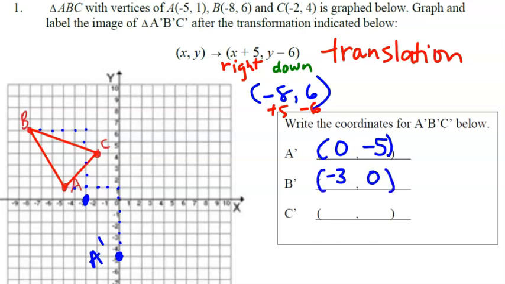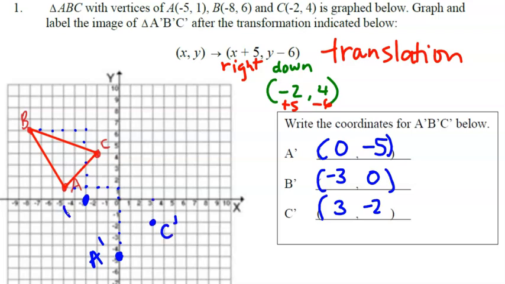I'm going to perform the math rule for the last point. The last point C is -2, 4. I'm going to add 5 to the x and subtract 6 from the y. That will give me the point 3, -2. There is C prime, that was B prime. Connect each vertex, and now you're done.